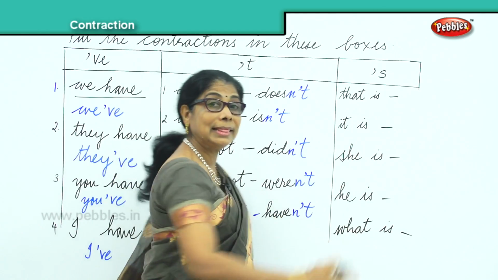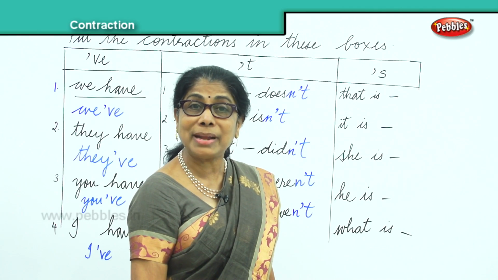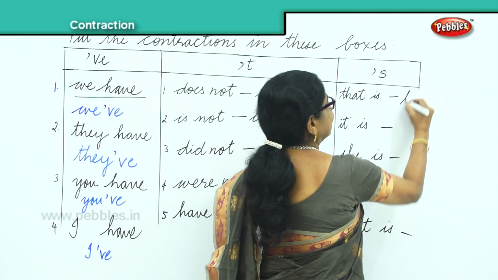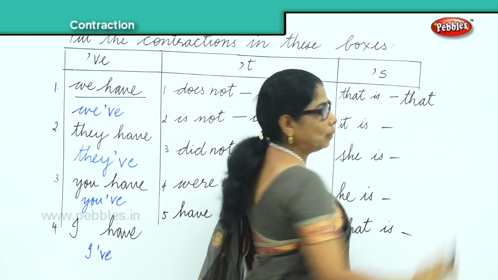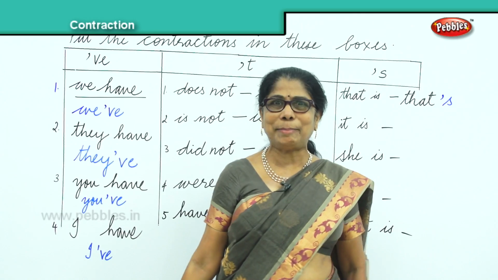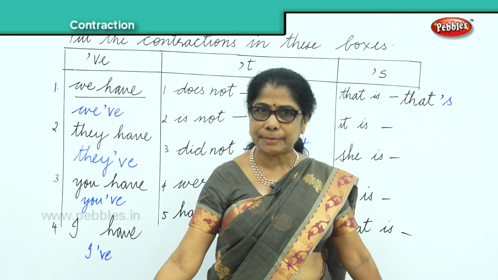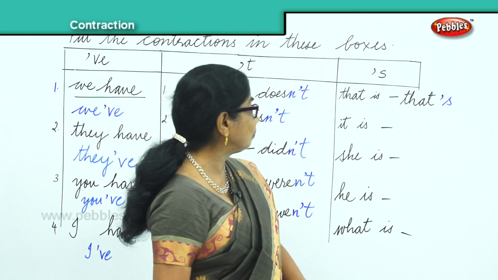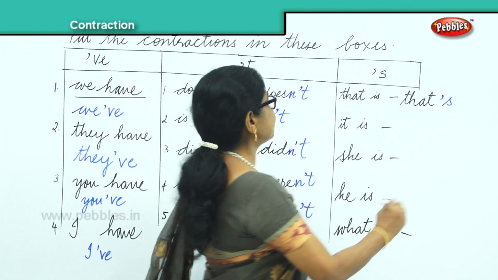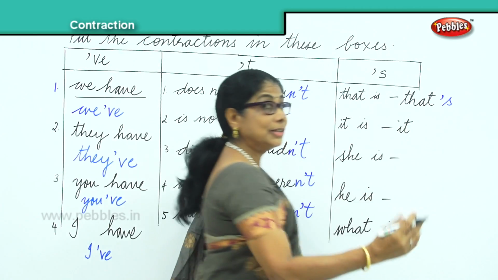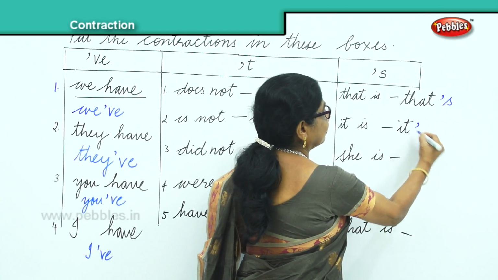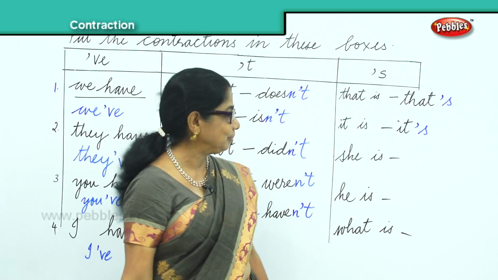So, here you will say, that is my brother. The contraction will be, that's my brother. You will say that, and then what will you do? You will put an apostrophe. That's my brother. That's my pencil. That's my box. Okay. Then you have it is my friend. It's my friend. It is my book. It is my water. So you will say it's. You will write it as it's.